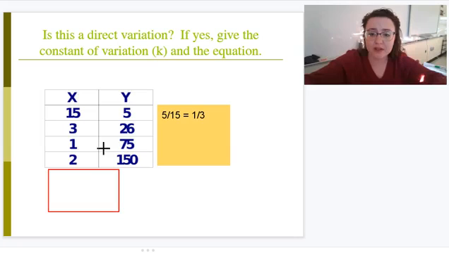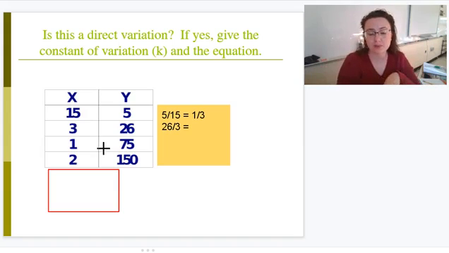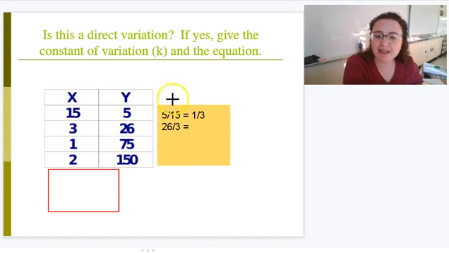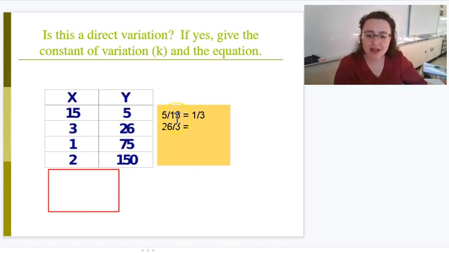So in order for this to be a direct variation, all of these other ones need to also simplify to 1/3. So I'm going to do 26 divided by 3. Guys, I have no idea off the top of my head what 26 divided by 3 is. But I can tell you what it's not. It's not 1/3. So there is no need for me to even finish this problem. As soon as I get something that doesn't match, then I say, no, this doesn't fit that pattern.